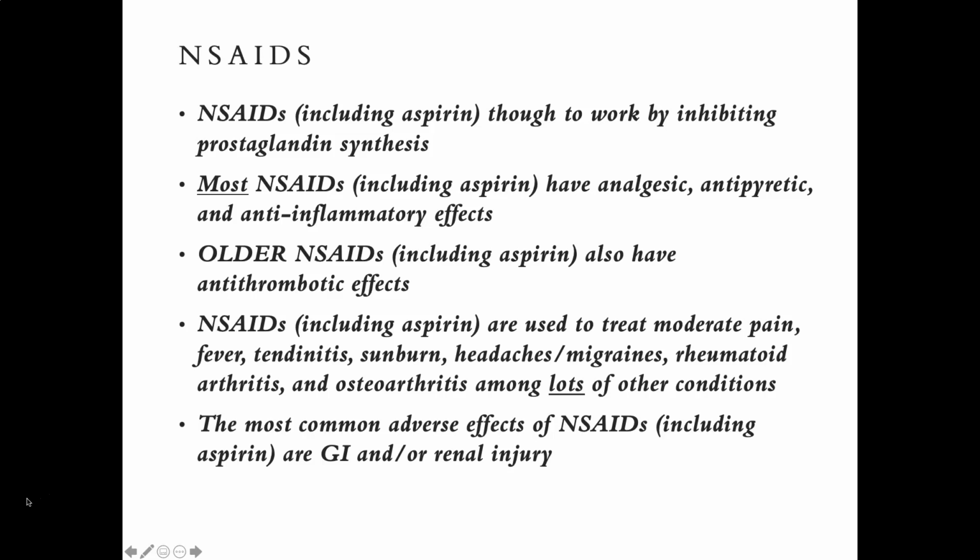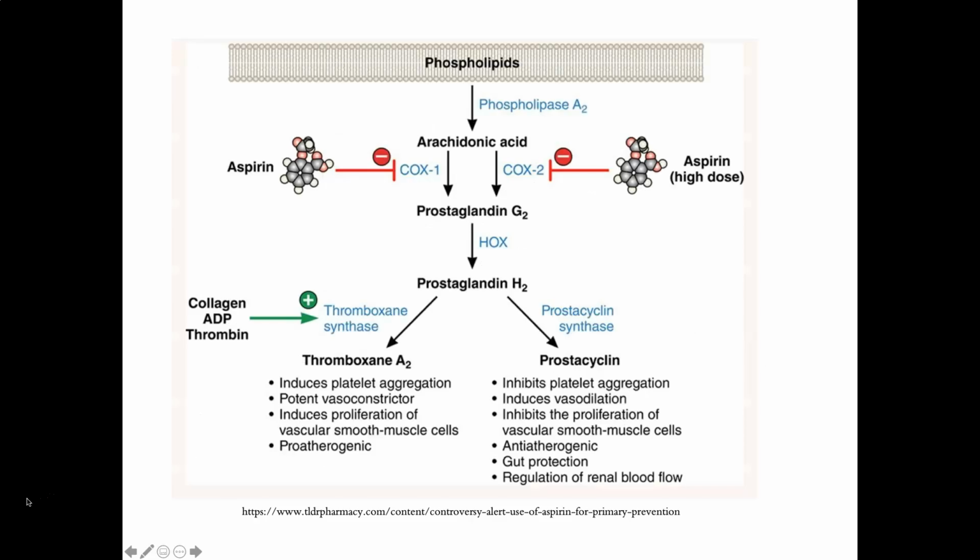NSAIDs, including aspirin, are used to treat moderate pain, fever, tendinitis, sunburn, headaches, migraines, rheumatoid arthritis, and osteoarthritis, among lots of other conditions. So NSAIDs, depending on what they are and what they're going to be used to treat, can treat a multitude of things. The most common adverse effects of NSAIDs, including aspirin, are GI upset or renal injury. So make sure you know those.